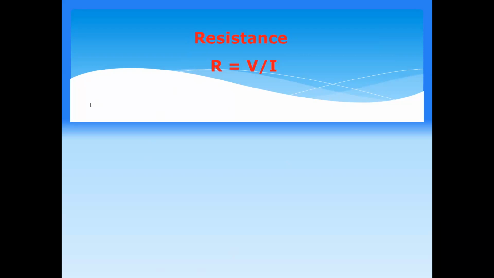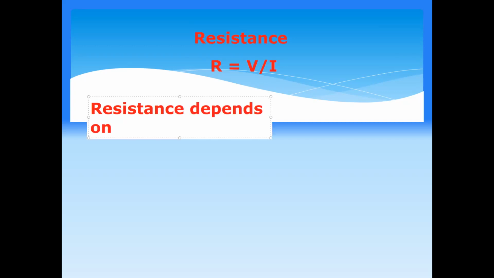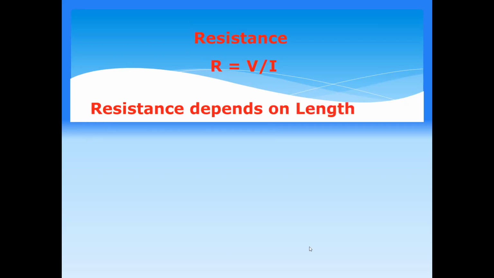Then there are different factors on which resistance depends. Number one, resistance depends on the length. So a longer wire will have higher resistance than a shorter wire. For example, if the wire is 5 meters long, it will have more resistance compared to a wire which is only 1 meter long.